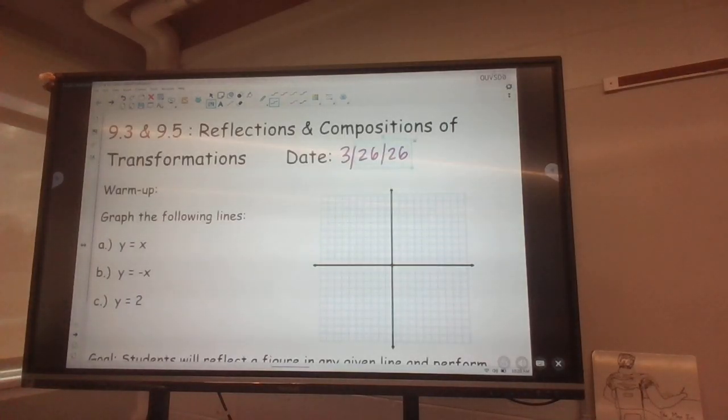So, what we're talking about today is reflecting shapes over a particular line, and then actually translating as well.